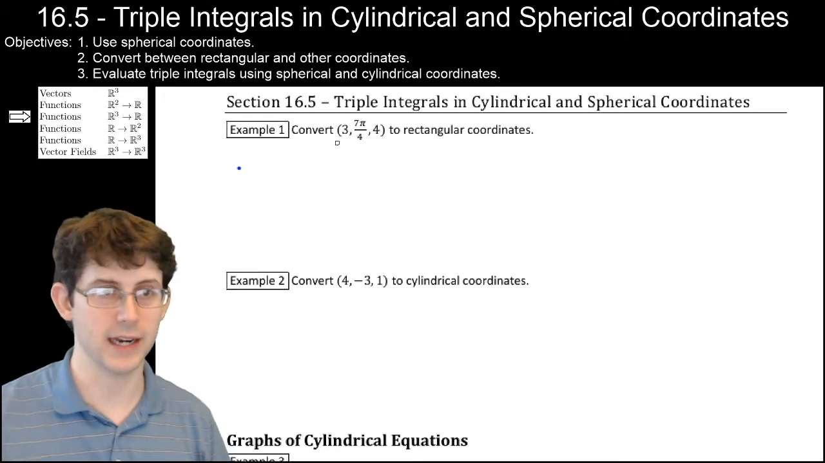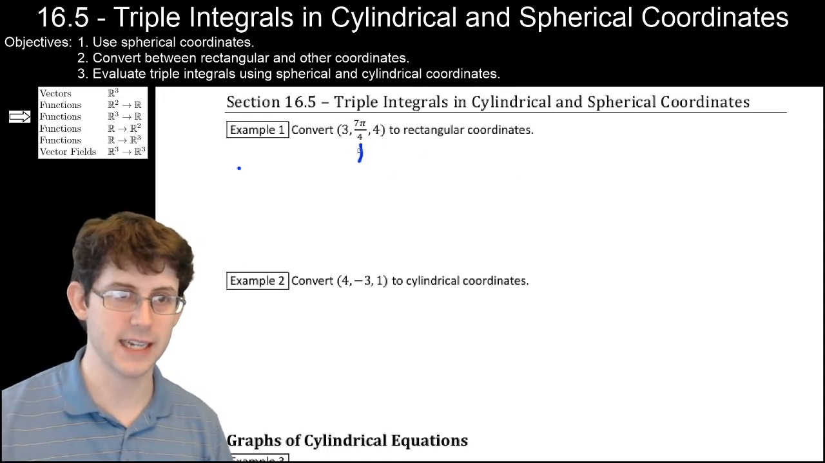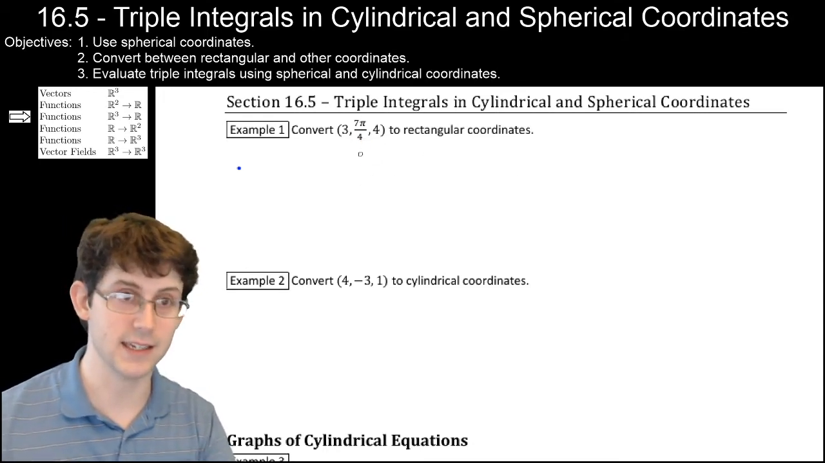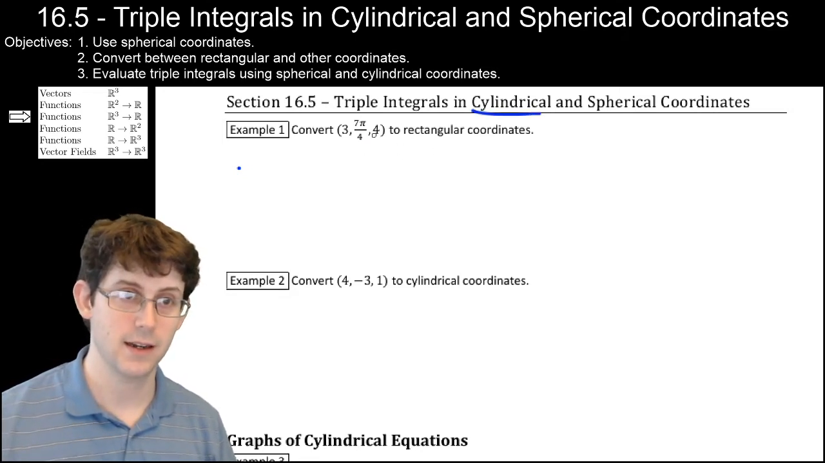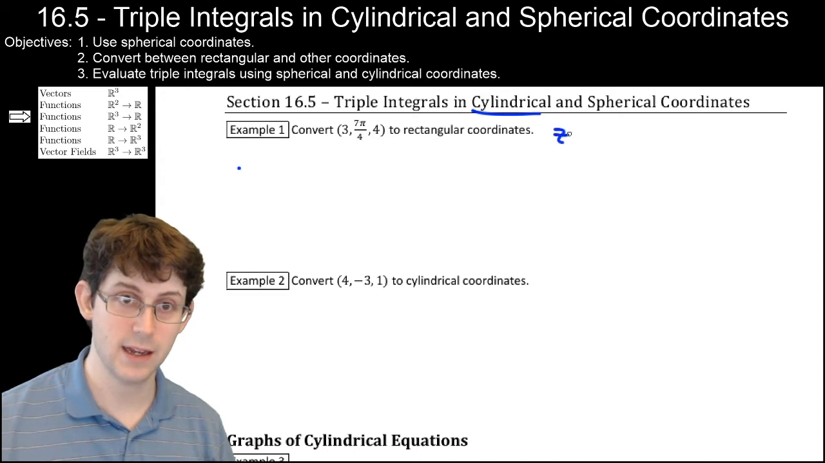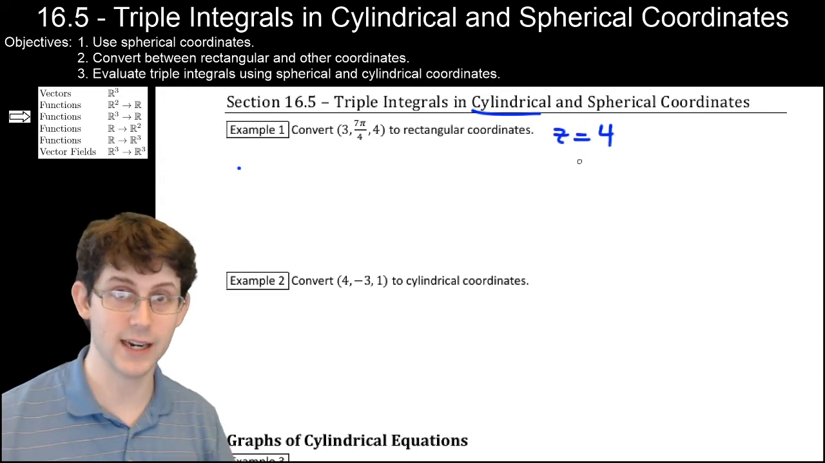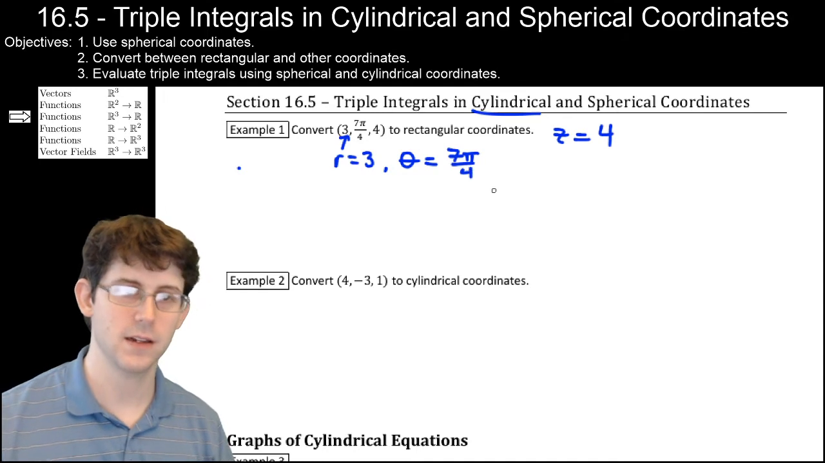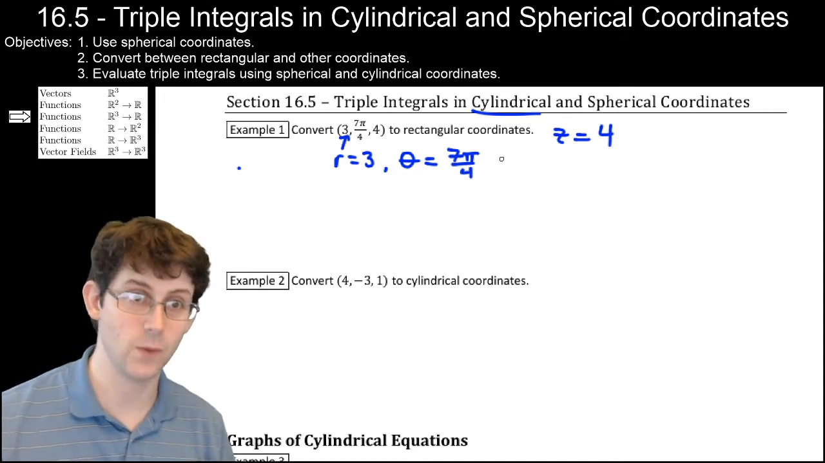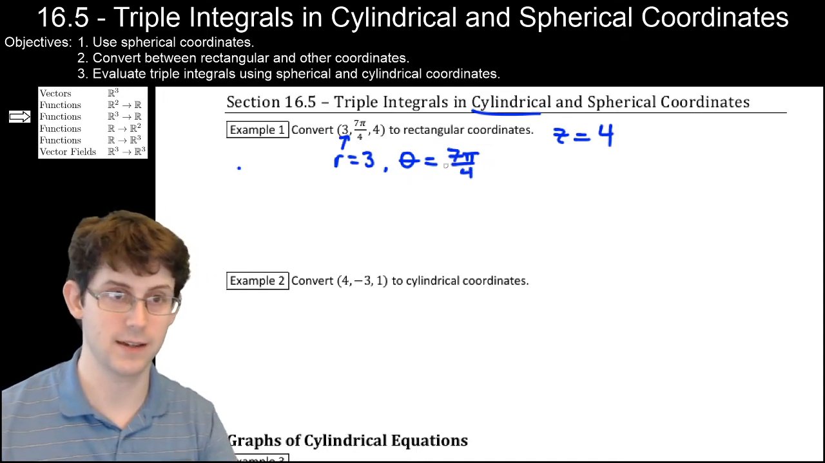Okay, so let's practice. Here's something that, by the second number being an angle, you can tell is in cylindrical coordinates. So let's convert it to rectangular coordinates. Well, z stays the same, because cylindrical and rectangular both have z in them. But here we have r is 3, and theta is 7 pi over 4. So we need to turn that into x and y to get to rectangular coordinates.